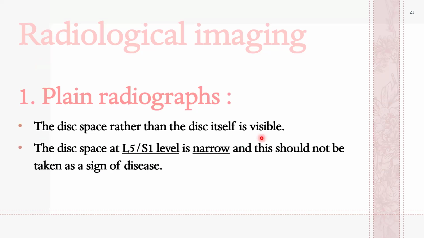Radiological imaging. Firstly, plain radiograph. The disc space rather than the disc itself is visible. We should note that the disc space at the L5-S1 level is narrow, and this should not be taken as a sign of disease.